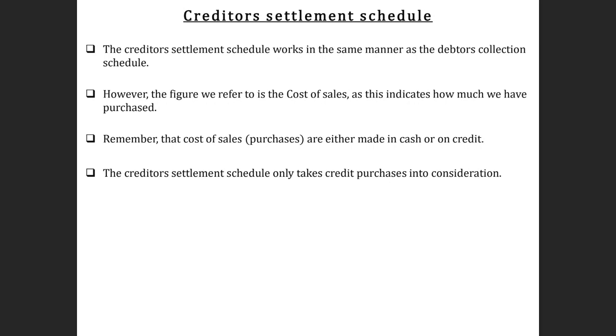Okay, so the next thing we're looking at is your creditor settlement schedule. It's almost identical to what we had looked at with your debtors, where we're taking the amount of your purchases, because we are looking at your creditor. And just like we saw with your sales, purchases can either be in cash, where you will pay for it immediately when you're purchasing from a supplier, or alternatively, you can purchase from a supplier on credit.